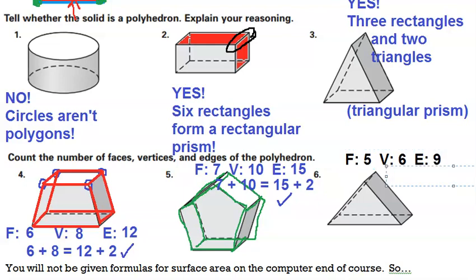So again, same idea as 4 and 5. We just sort of want to go through and double check when we are done. 5 faces, 6 vertices. 5 plus 6 is 11. 9 plus 2 is 11. It's always plus 2. It checks out.